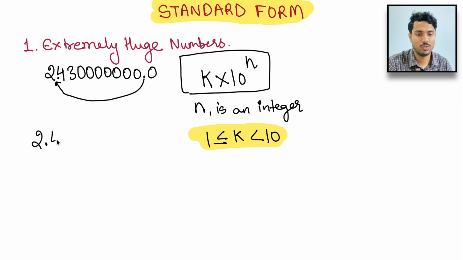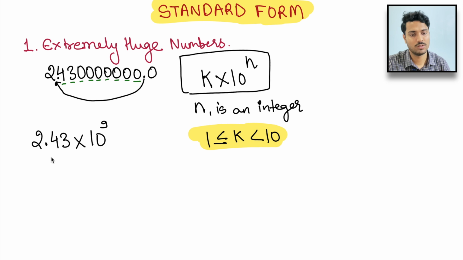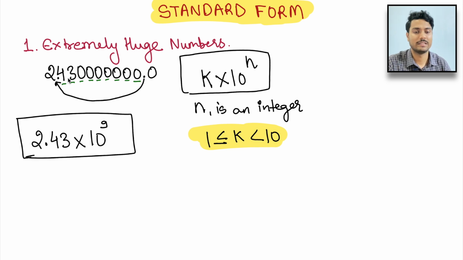So can I write 2.43 first and then multiply it by 10 raised to the value of n. But how do we find the value of n? To check the value of n, we can count the number of digits between these two decimal points. 1, 2, 3, 4, 5, 6, 7, 8, 9. Hence, it will be 2.43 into 10 raised to 9, and that's the answer. That's the conversion of this big number into standard form. Now, if any banker has to type or transfer this much amount from one account to another, it will be a very easy transaction.